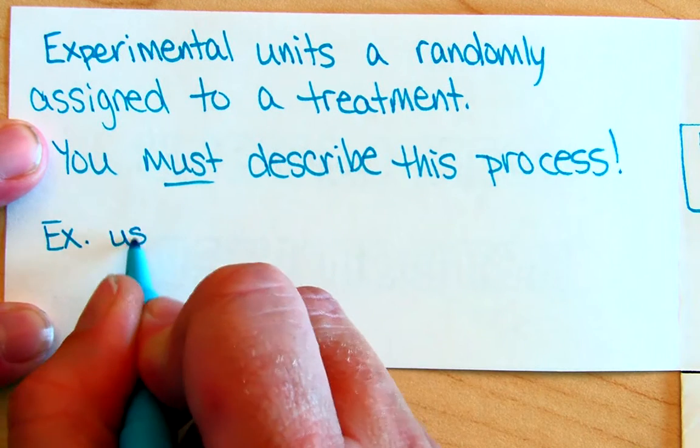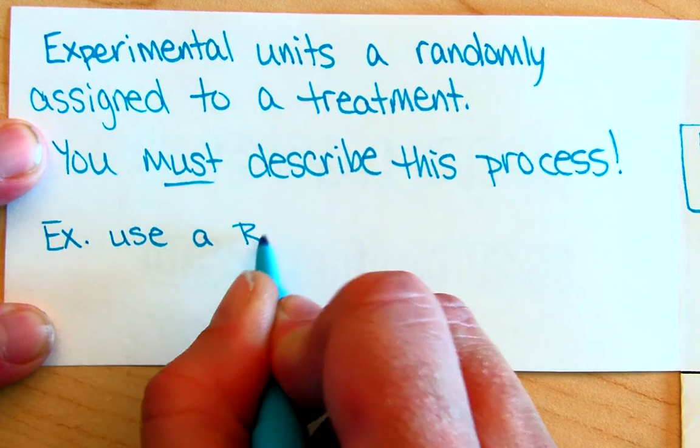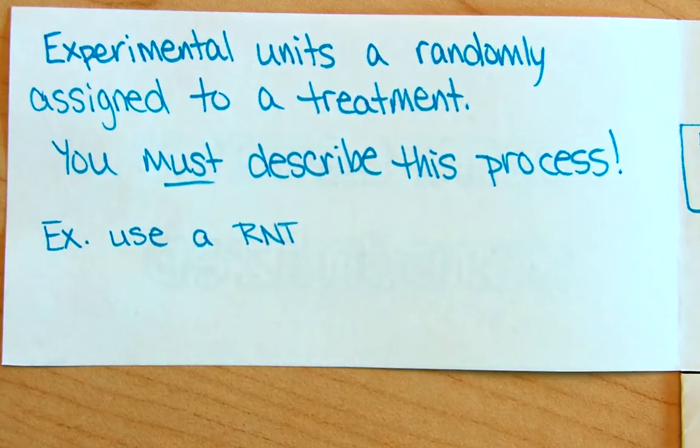You could use a random number table. So you guys should all know how to write that up. You need all of those details that we talked about with writing up how to use a random number table. All of those should be included. Okay.